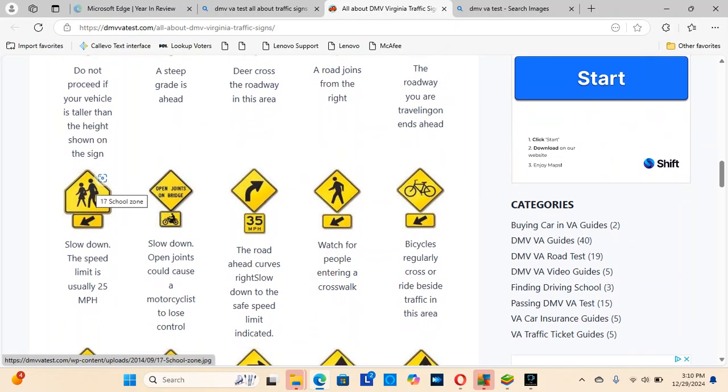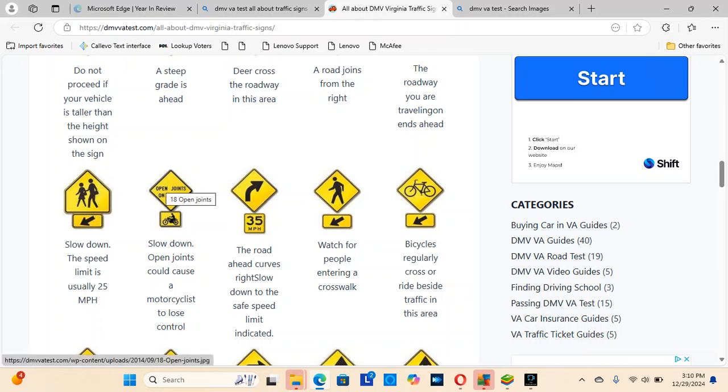Whenever you see people in a sign like this, it usually means pedestrians and school crossing, so you have to slow down to at least 25 miles an hour. So pay attention to that. You'll see that again around cities and schools and things like that.